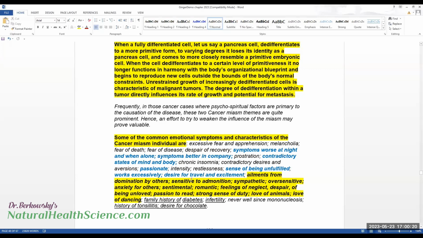Ailments from domination by others. This is a giant piece in the Cancer miasm. Absolutely a giant piece. If you don't remember anything else that I'm saying, like symptoms worse than that, you don't really have to remember that. You can just look in the chapter for that. But this is one that you should keep in your mind. Ailments from domination by others. Here's another big one.